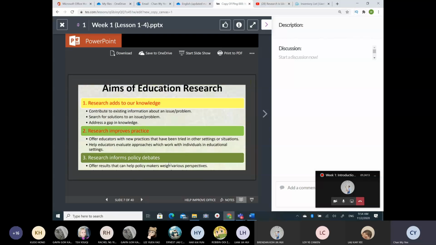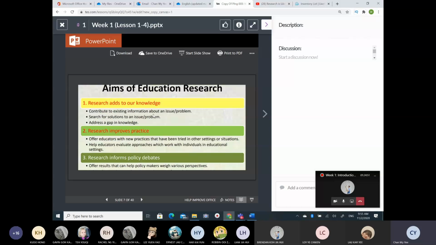Okay, so what are the aims of education research? We call this education research. Education research adds to our knowledge because it contributes to an existing issue or problem. We will be able to get solutions to an issue or problem, and address a gap in knowledge. A gap in knowledge means something that we don't know yet. You will be able to fill that gap, that void, whatever that we don't know. So you conduct a research in order to know.